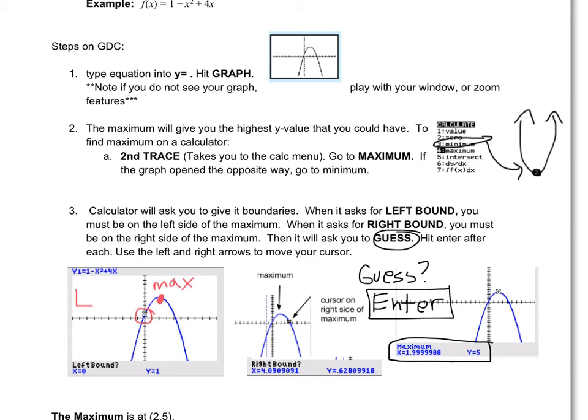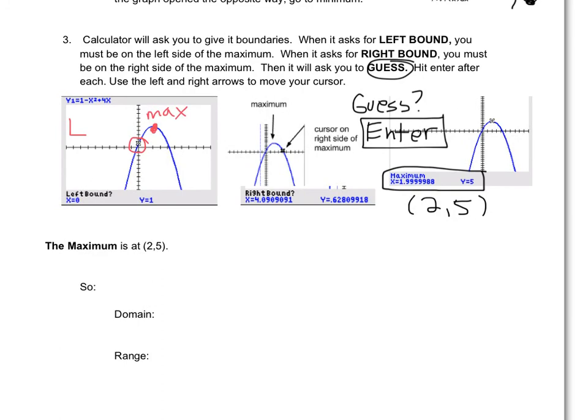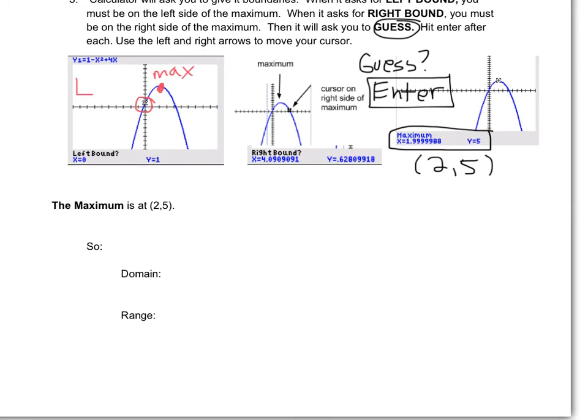When you see something like this, your calculator is using a certain amount of significant figures. If you see something that is this close to 2, you can assume 2, 5 would be your maximum. So our maximum is at (2, 5).